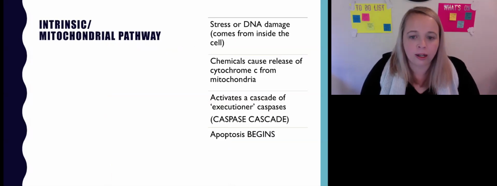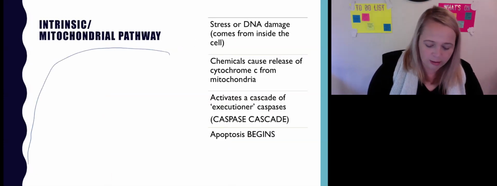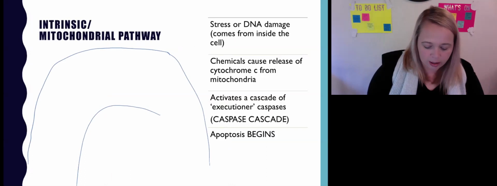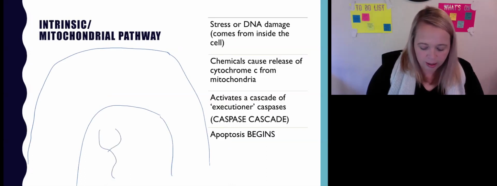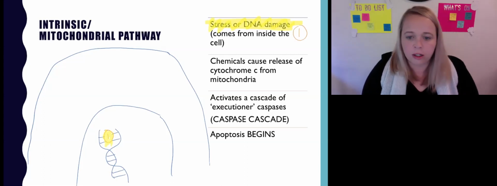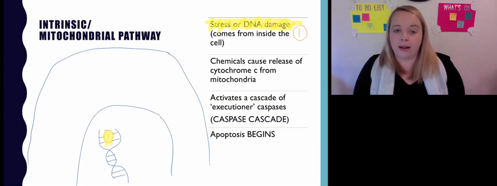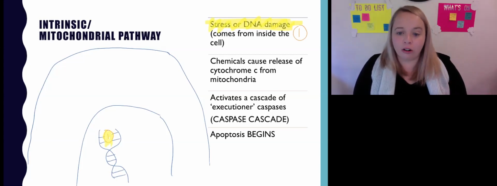The intrinsic pathway starts with stress or DNA damage within the cell. So here is my cell, here is my nucleus, and here is my DNA. But we're going to say that right here is my stress or my DNA damage. So number 1 is the stress or DNA damage, and that's coming from inside the cell. This is why this is called an intrinsic pathway. The other name for this pathway is the mitochondrial pathway.